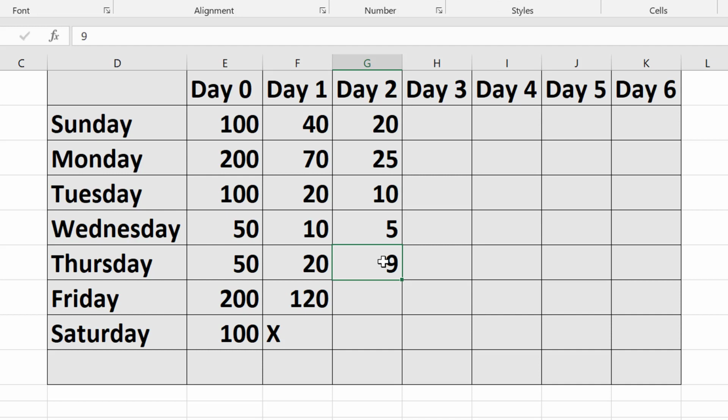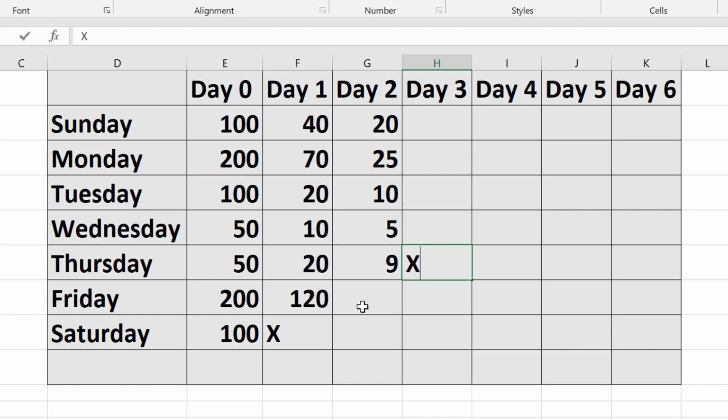After Saturday comes Sunday. So what would happen over here? We would put in X, because this is going to be the Sunday of the subsequent week, which is not in our purview. We are not considering that particular time period. So this would actually be X.